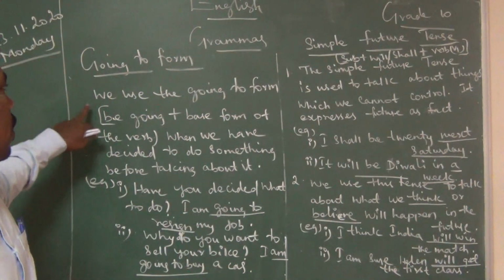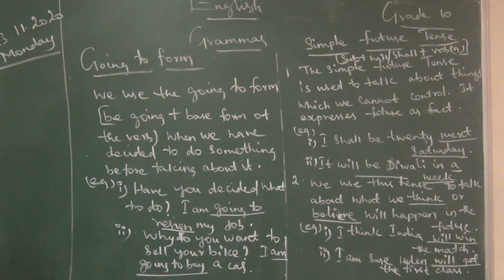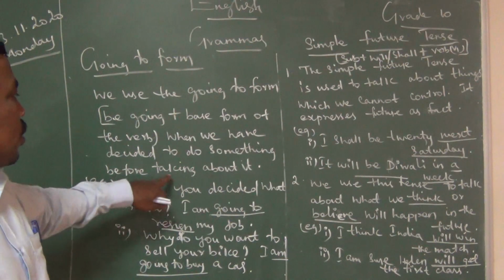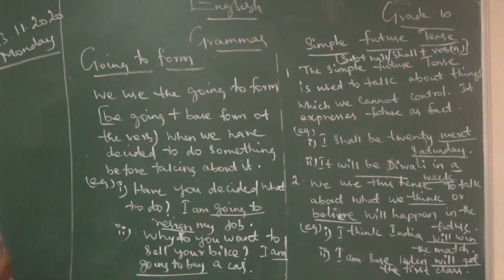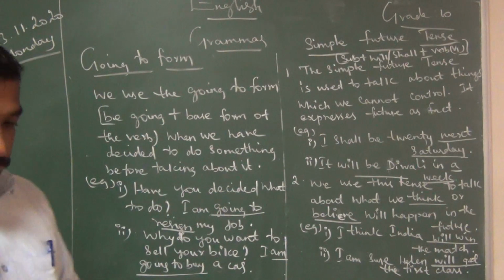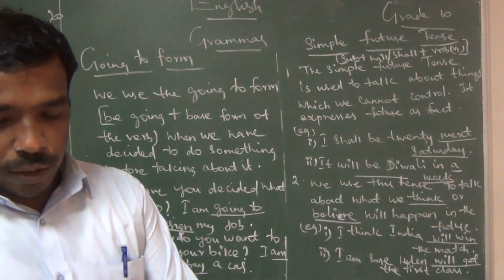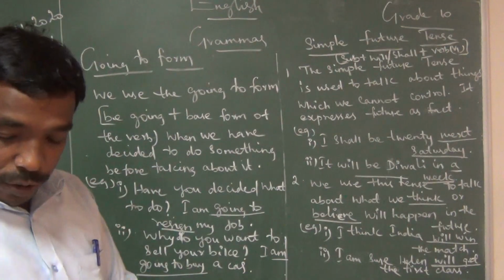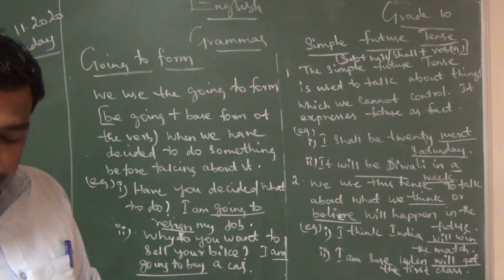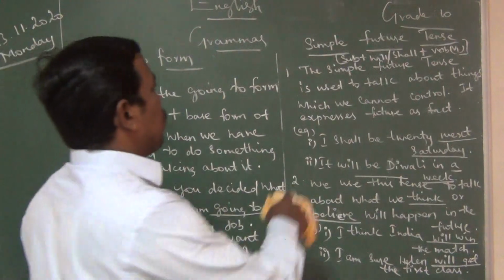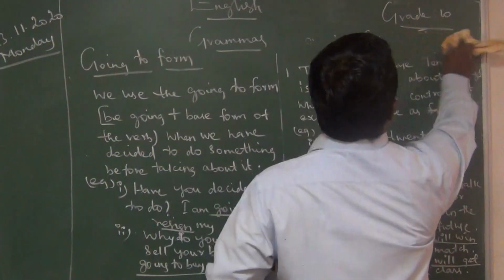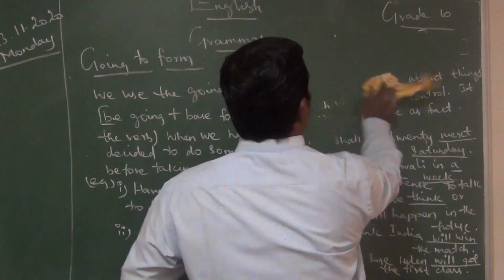Write fast. We use the going to form, be going plus the base form of the verb, when we have decided to do something before talking about it. So the next one, write fast, or at least an example. We will move into the future continuous tense.